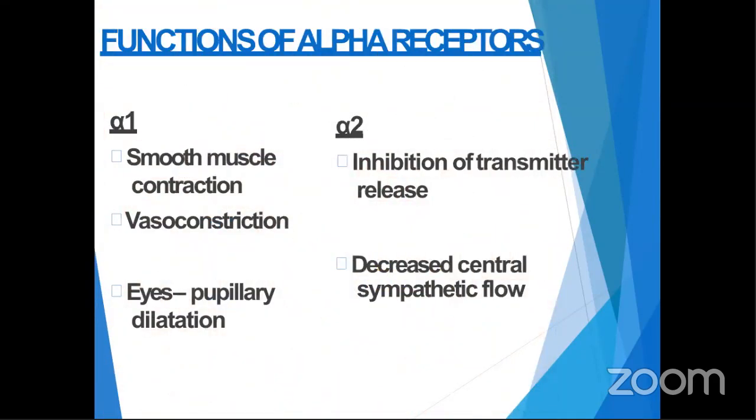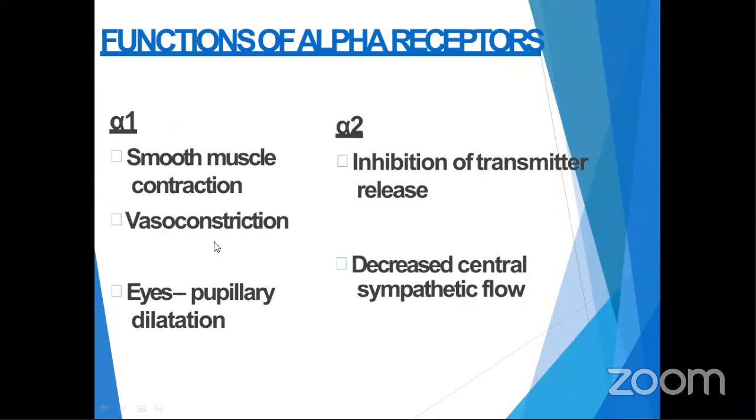So, functions of alpha receptor. As you know that alpha-1 receptors are present at the level of vascular smooth muscles. So they cause vascular smooth muscle contraction, and whenever there is vascular smooth muscle contraction, there will be vasoconstriction, and this can lead to increase in blood pressure. Okay, so this is what has been mentioned over here. The alpha-1 receptors, which are located at the level of vascular smooth muscle, will cause contraction.